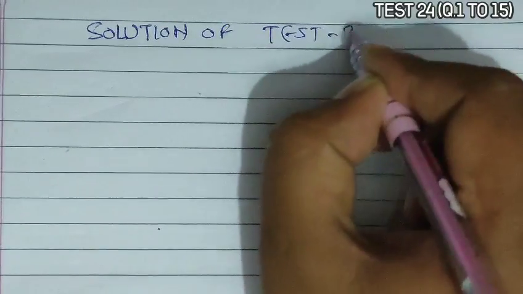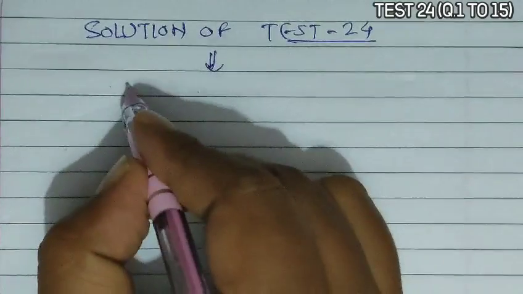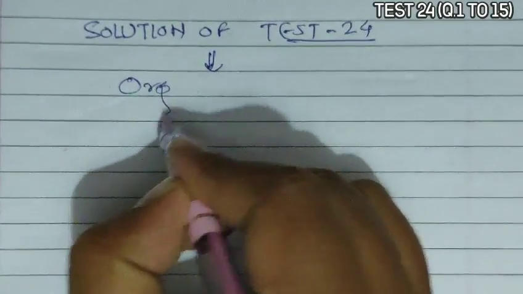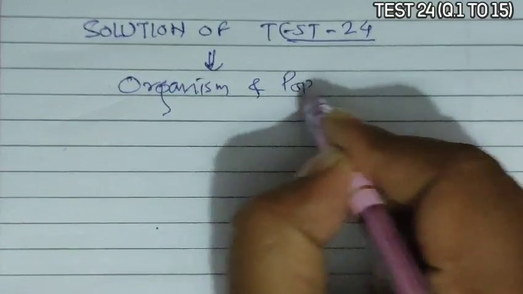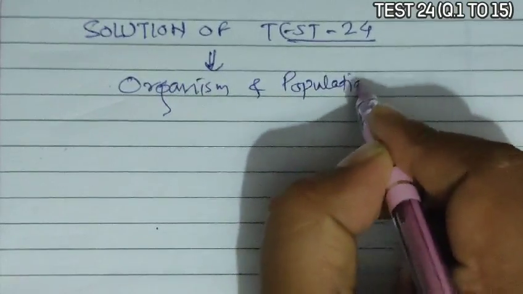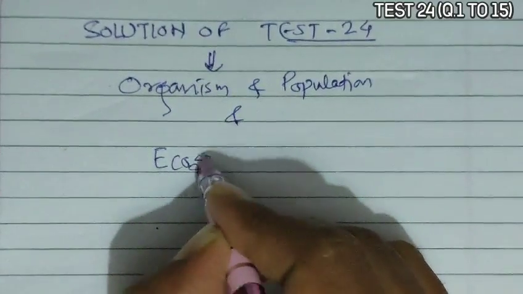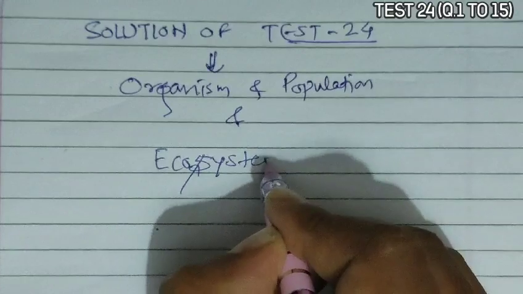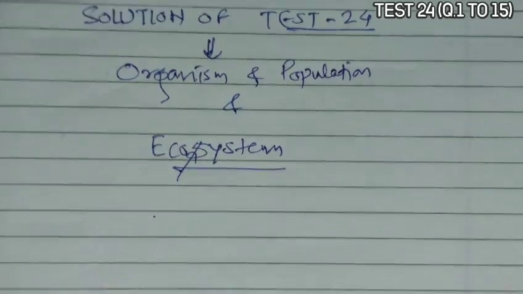Solution of test 24. Now the chapters which are included in that are organism and population and ecosystem. Okay, so we start with the question 1.